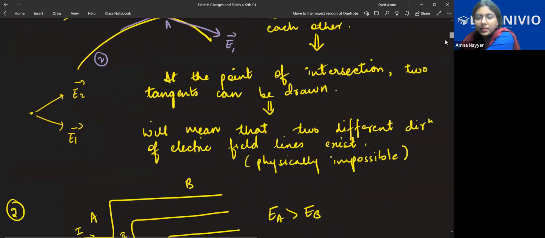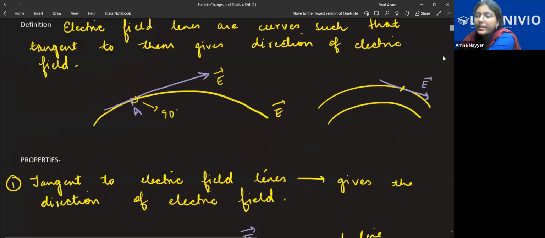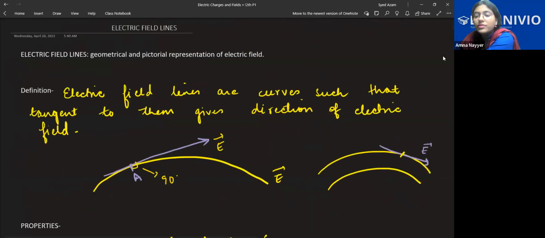Okay, second property says that wherever electric field lines are drawn close to each other, it means their strength is stronger, the value is greater. And if they are located at a distance, far away from each other, it means the strength of electric field is weak. Electric field lines are basically representing the electric field. So if I have this region, I will say here the value of electric field will be stronger. Wherever you find the lines drawn close together, the value of the electric field is greater.